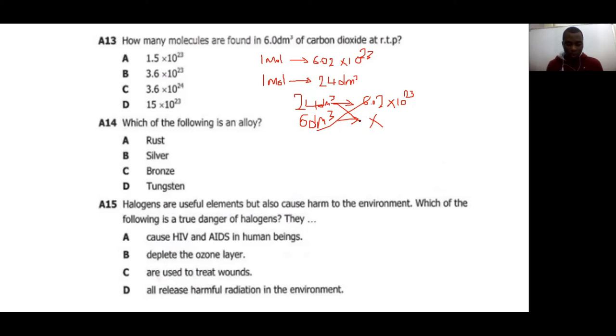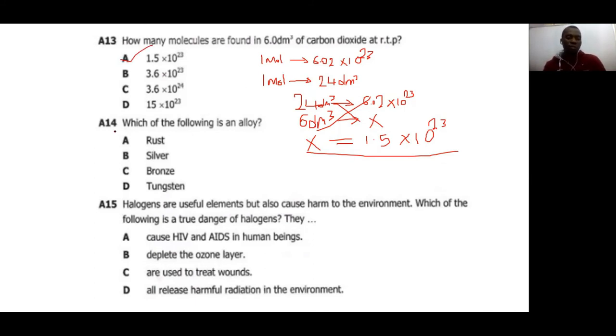Then we divide this one by 24, and we have got something like 1.5 times 10 to the power 23. So X, make sure that your calculator is properly set, X will be equal to 1.5 times 10 to the power 23. So this is the number of particles. Then we check, we have 1.5 times 10 to the power 23, and we have our answer right there.